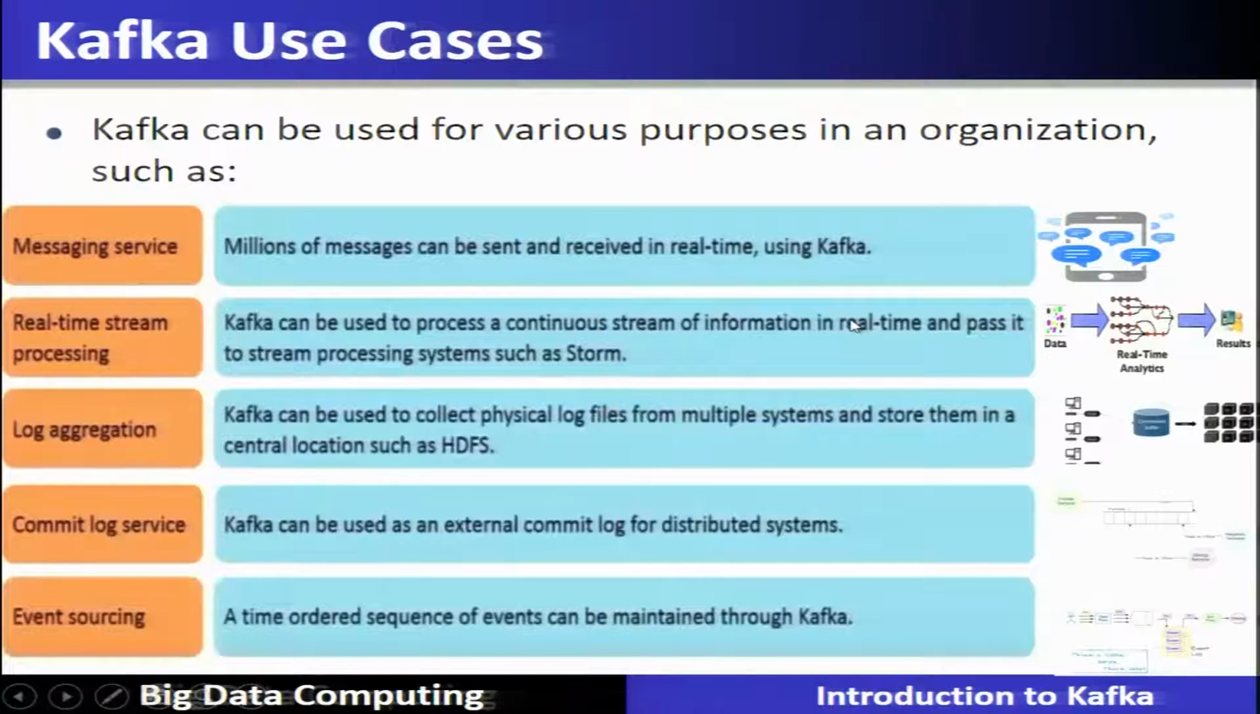So, let us summarize that Kafka can be used as a messaging server for handling a large number of messages and their computations in real time. Real time stream processing, Kafka can be used to process continuous streams of information. Log aggregation, that is, Kafka can be used to collect the physical log files from multiple systems and store them in a central location. Commit log service, Kafka can be used as an external commit log for distributed systems. Event sourcing, that is, a time ordered sequence of events can be maintained through Kafka.